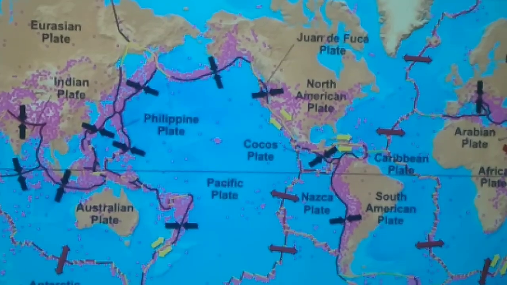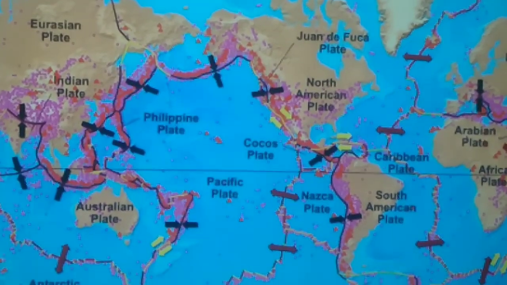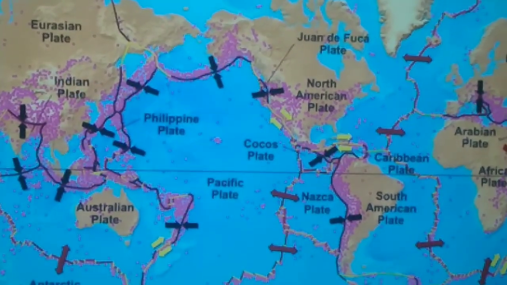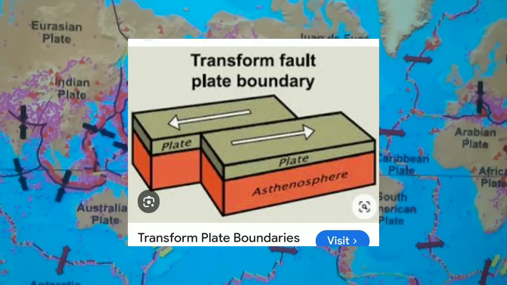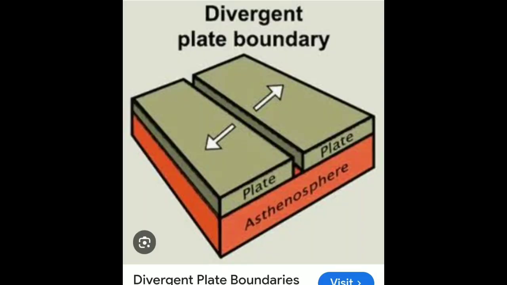As being mentioned, there are three types of boundaries. We have the converging boundaries, diverging boundaries, and the transform fault boundaries. In my earlier video uploaded already, I already discussed converging boundaries. So this time, let us discuss diverging boundaries. As I've always said, diverging boundaries are boundaries that are going away from each other.